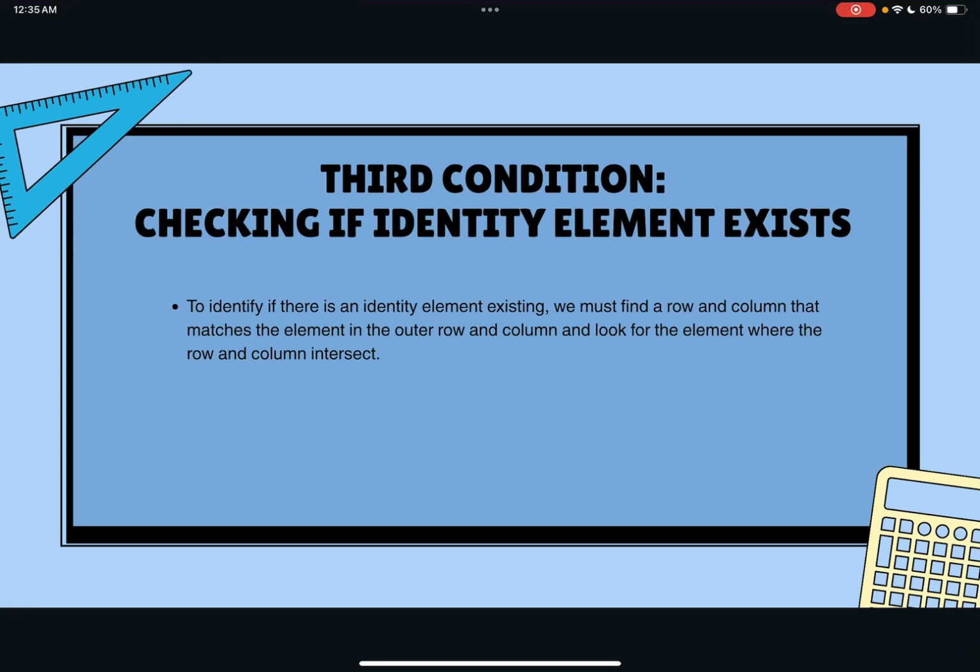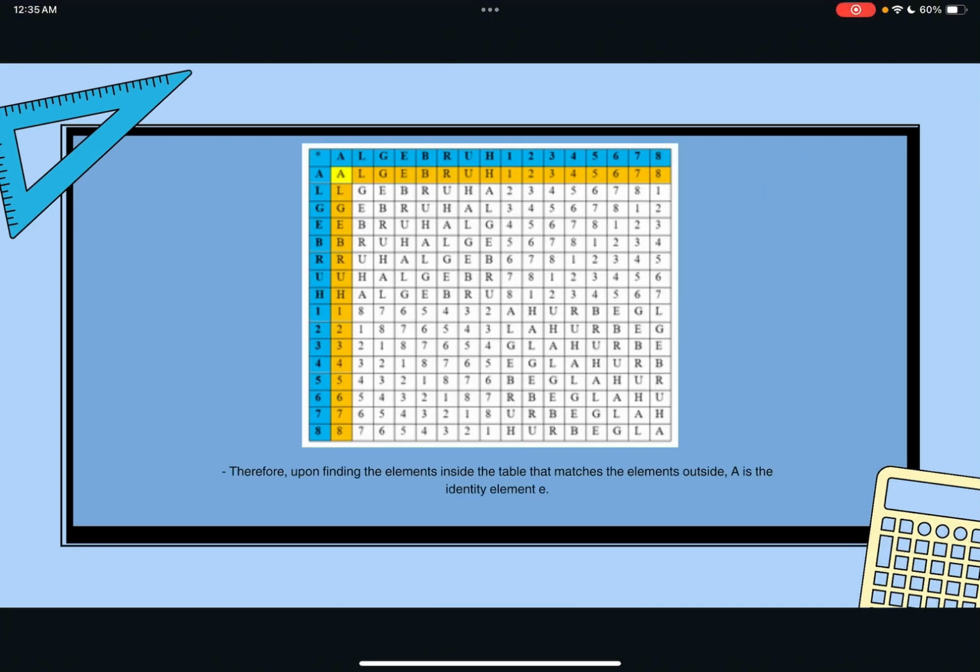Third condition, checking if the identity element exists. To identify if there is an identity element existing, we must find a row and column that matches the elements in the outer row and column and look for the element where the row and column intersect. Therefore, upon finding the elements inside the table that match the elements outside, A is the identity element E.